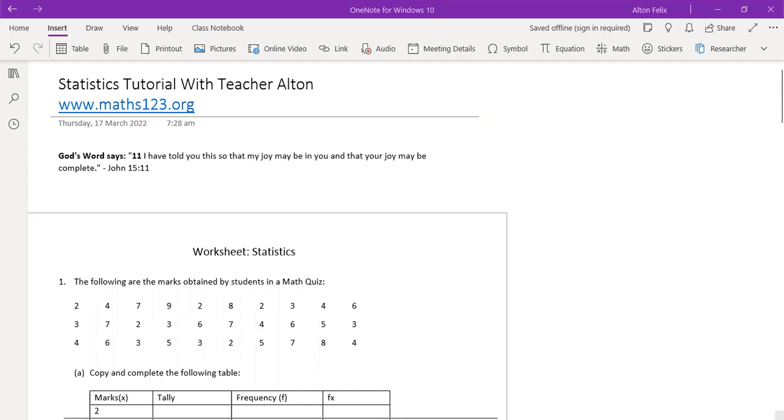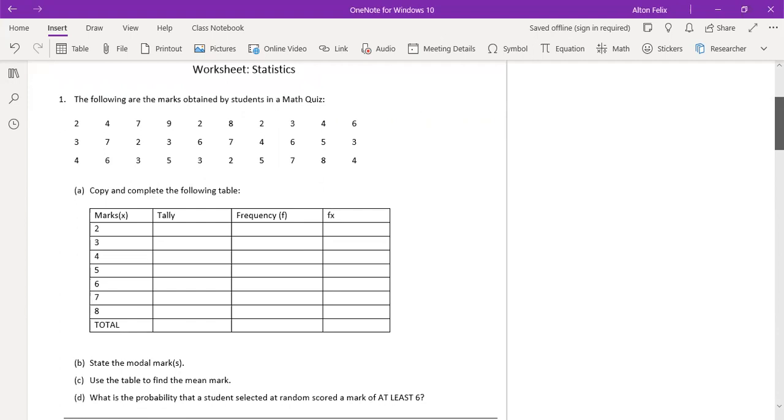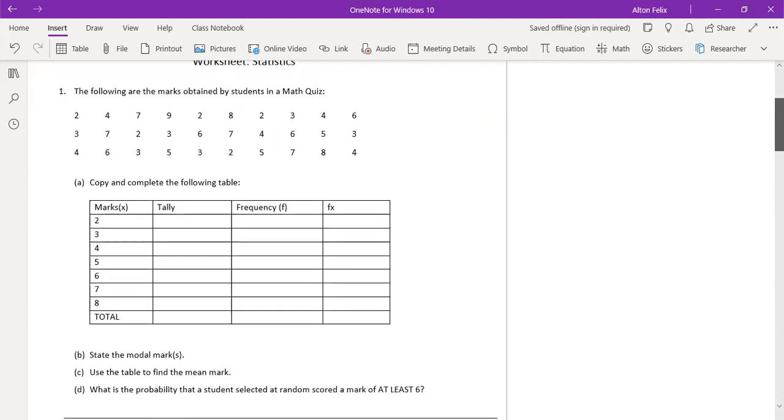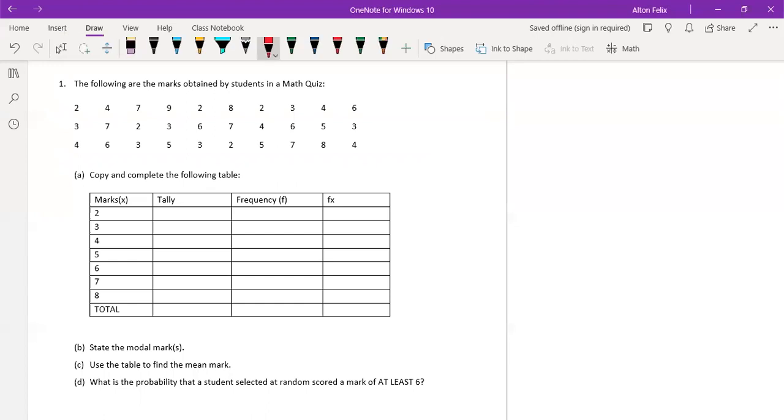So question one, what does question one say? We are given some raw data there, some marks obtained by students in a math quiz, and we are supposed to complete a tally, which will give us our frequency and the rest of the information. So let's look at marks.